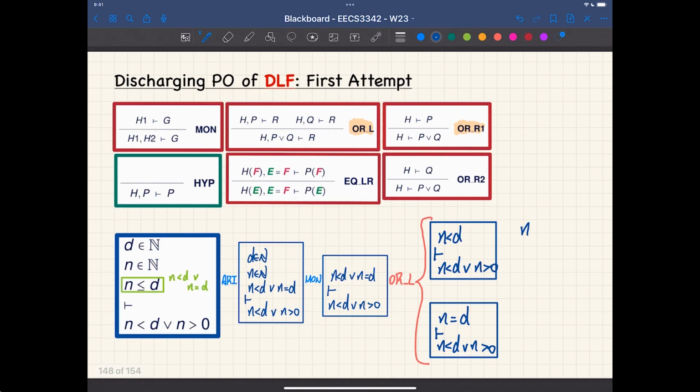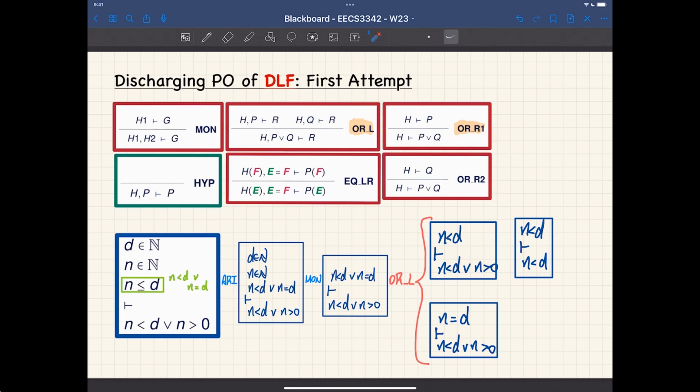So n less than d and also n less than d, right? This could be a multiple choice, maybe in your written test number 2. Let's say I give you these two sequents. What should be the inference rule that relates between them? Should it be ORR1 or ORR2? R1 or R2? R1, okay.